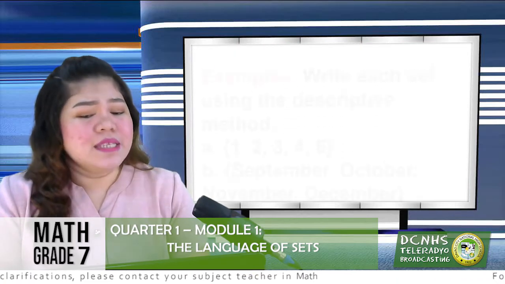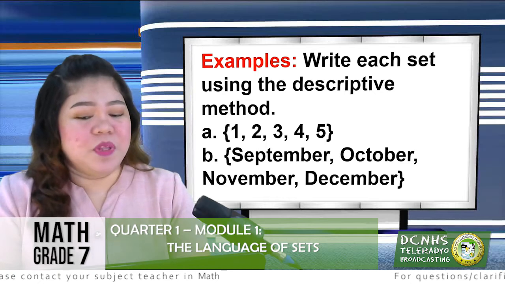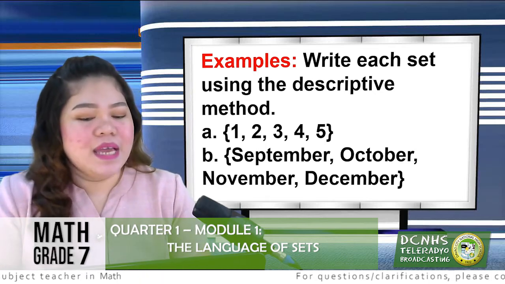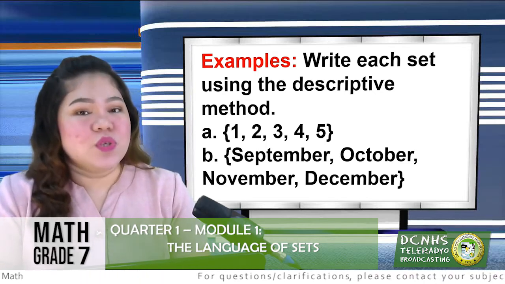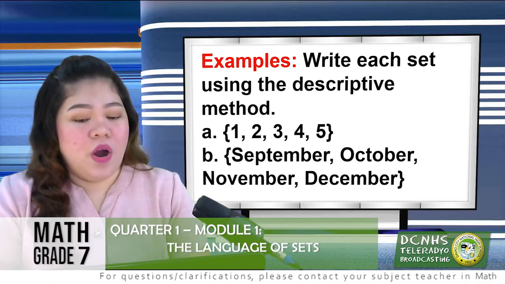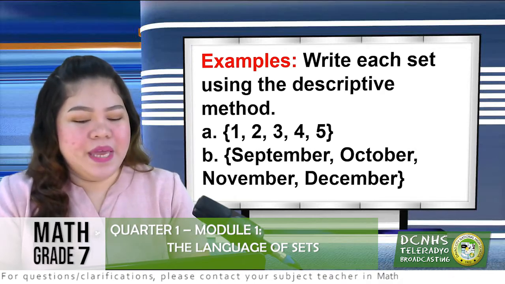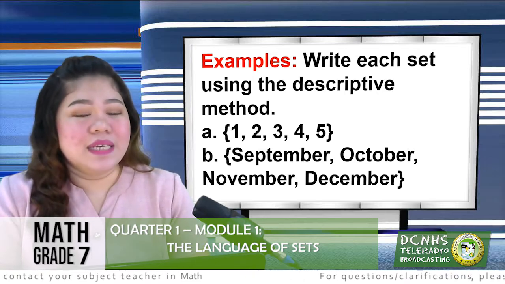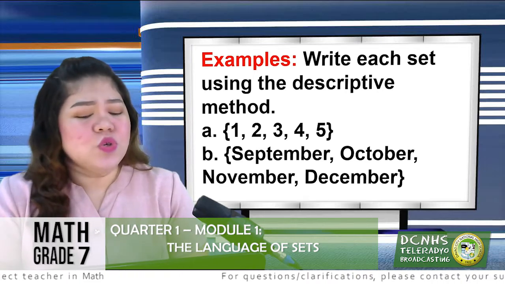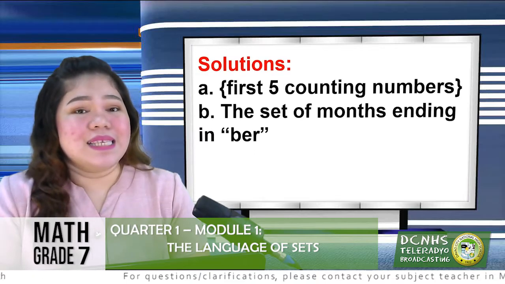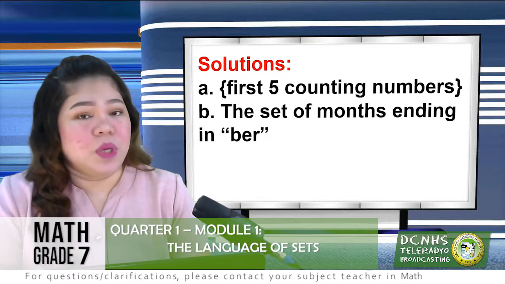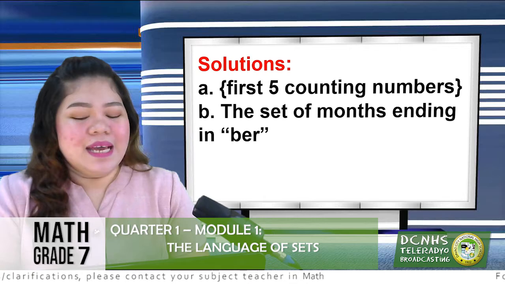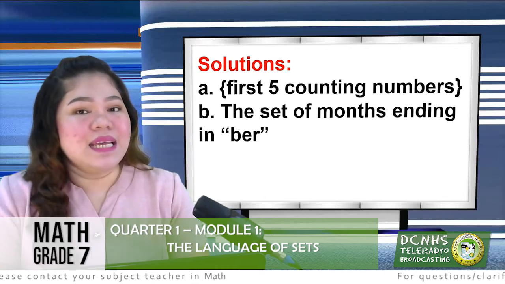Examples. Write each set using the descriptive method. A is the set of 1, 2, 3, 4, 5. B is the set of September, October, November, December. Solutions. Letter A is the set of first 5 counting numbers. Letter B is the set of months ending in ber.